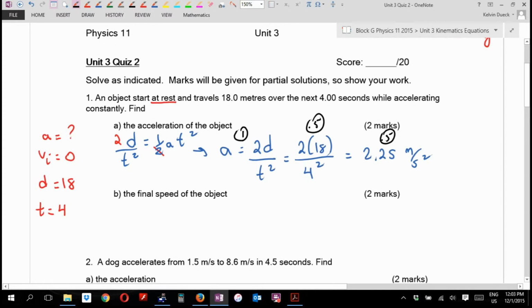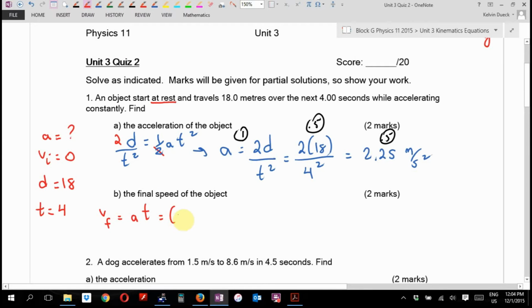B says, find V final. Oh, yuck. Here's what I would like to do, Evan. I would love to go like this. The reason is the VF is by itself already. In fact, you know what? Really, I would love to just go like this. The reason is VI is 0. The VF is by itself. Now, the only risk is if I do that, I'm using A from part A. If I got part A wrong, I'm going to get part B wrong. But I'm lazy. You know what? I'm going to do both.